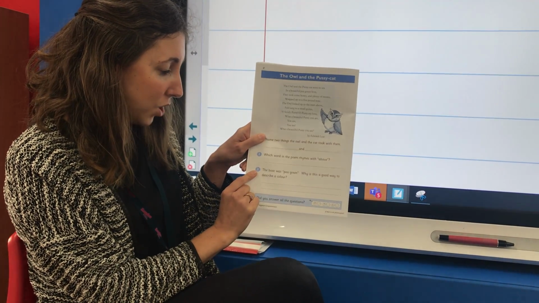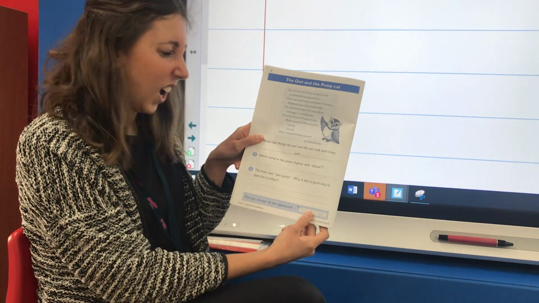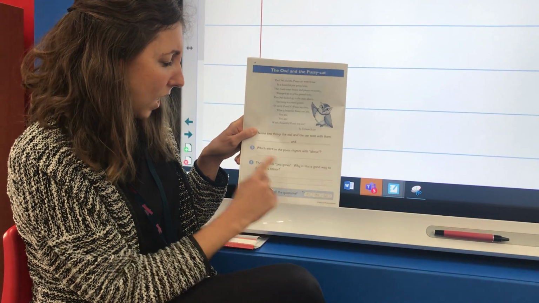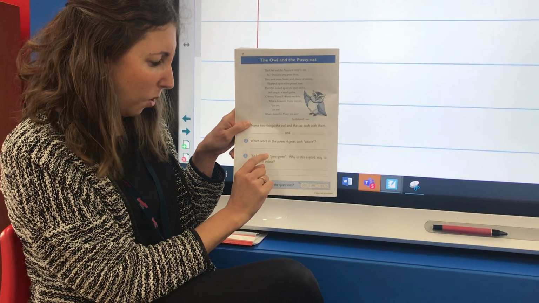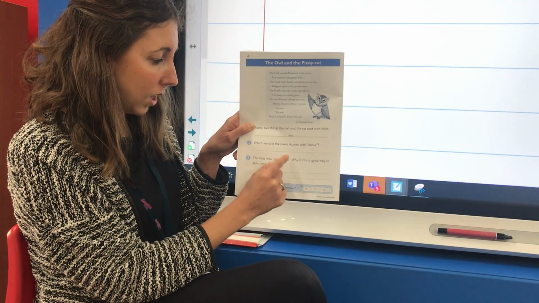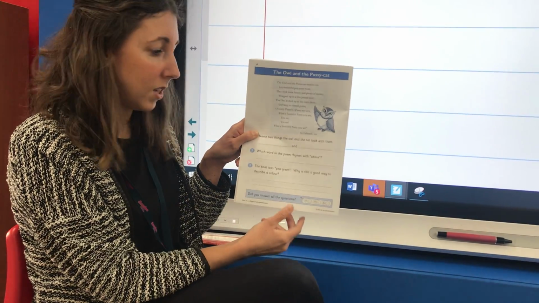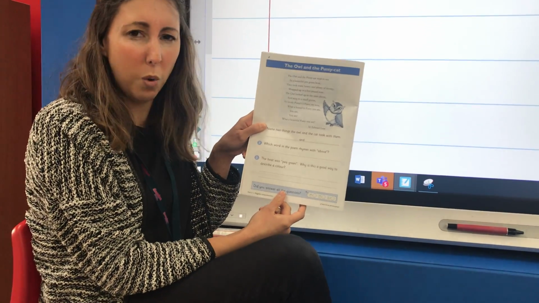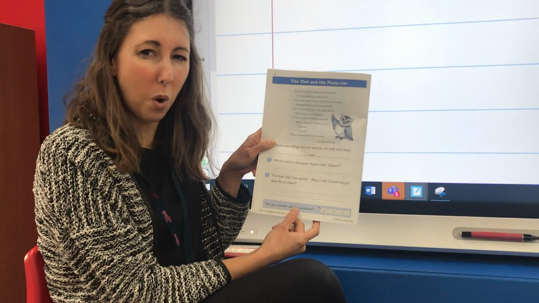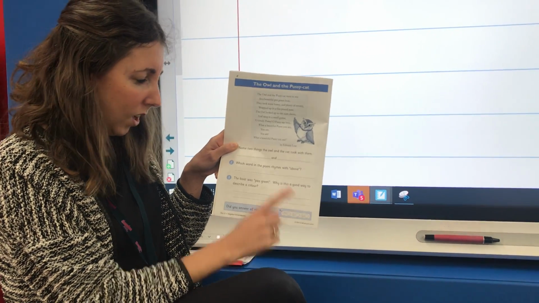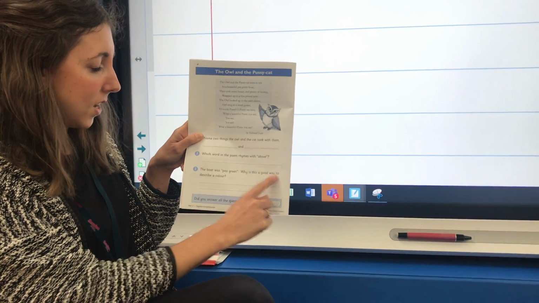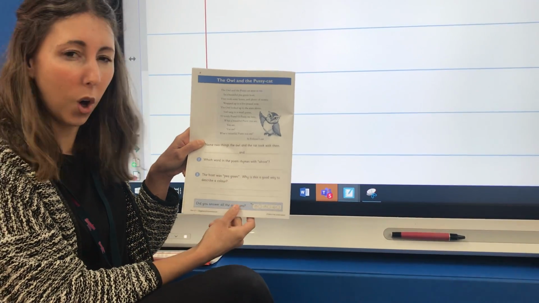Okay, and then question 3. This one's a bit of a different kind of question. It says, the boat was pea green. And it's put these little speech marks around it to show that they've copied that bit from the text. So they haven't said the boat was green. They've said the boat was pea green, like a pea that you might eat. And then the question asks us, why is this a good way to describe a colour?